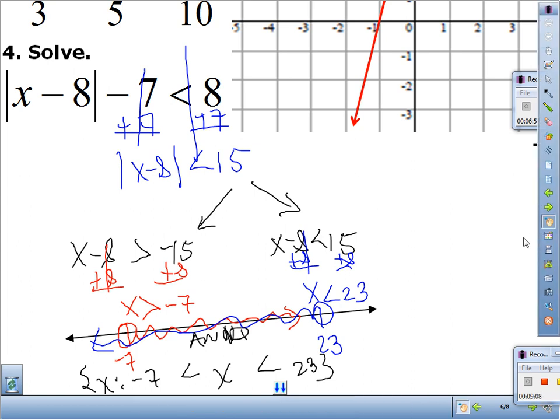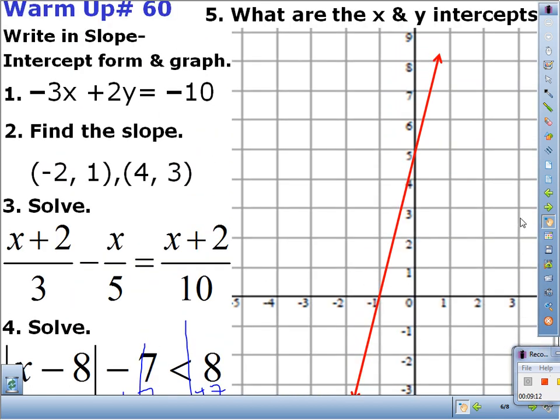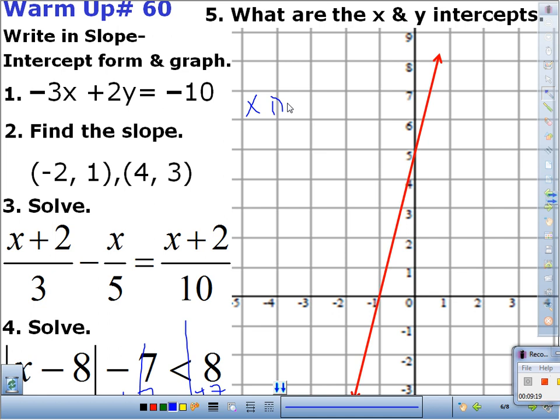And the last one. Let's go to number 5. It says, what are the x and y intercepts? I'm going to start with the x-intercept. X-intercept is where the line crosses the x-axis, which is right there, which is what? Negative 1. So my x-intercept is negative 1, 0.